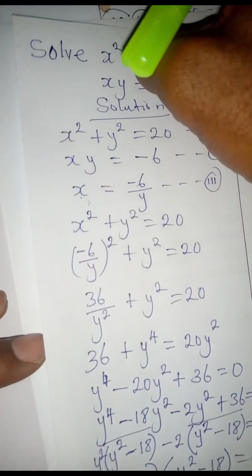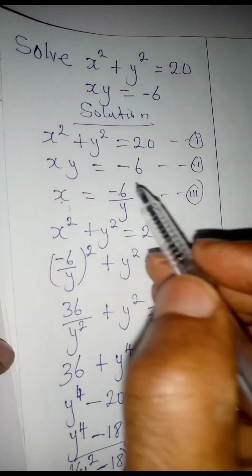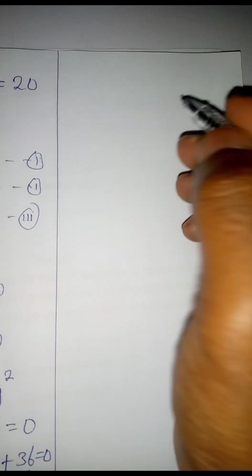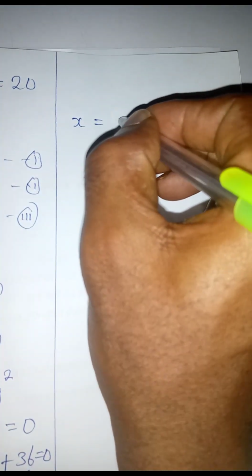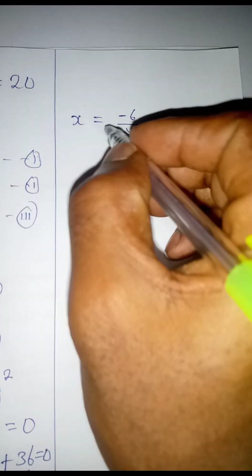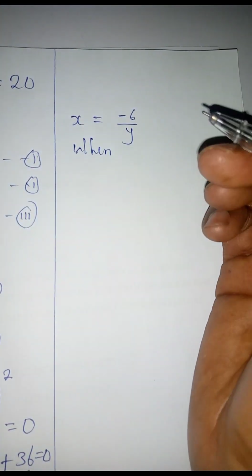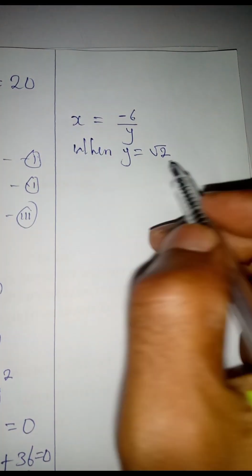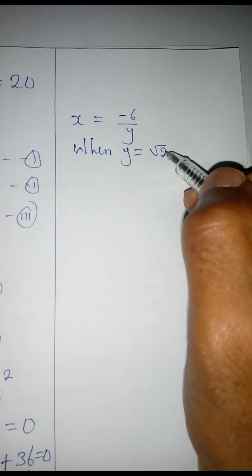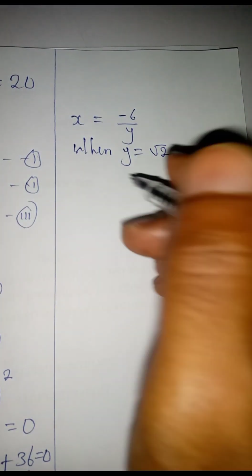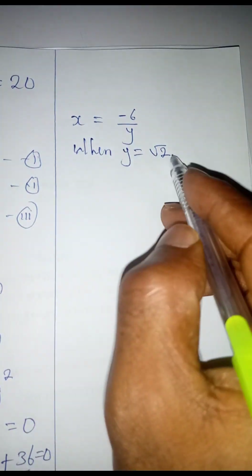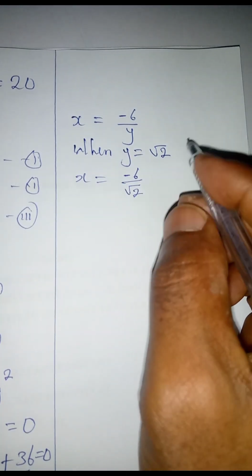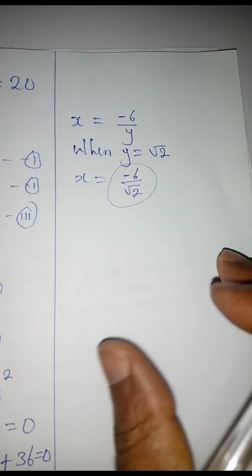Remember, we already have this equation 3 from where we can get the value of x. So let's go over to this. Remember, we have that x is equal to minus 6 over y, and when y is equal to square root of 2, because one of the values of y is plus square root of 2, substitute into this to get our value of x. So when y is equal to square root of 2, then x will be equal to minus 6 all over square root of 2. So this becomes the first expression for x.